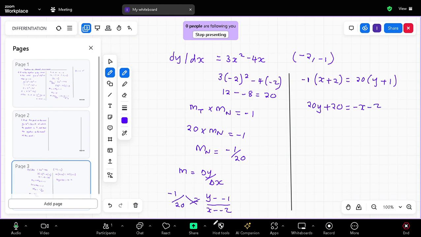So cross the equal sign, so we have 20y equal to minus x minus 22. So this is now the equation of the normal at the second point. So that's all about question 1.